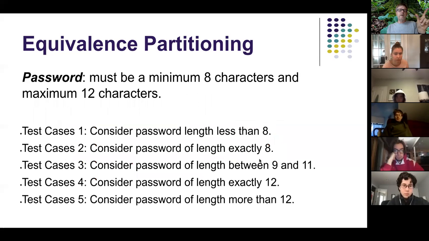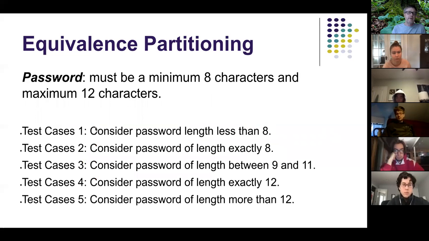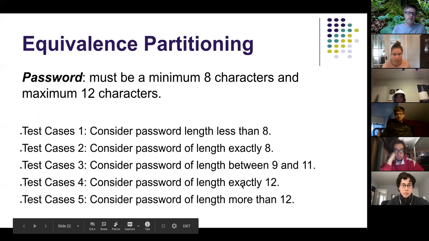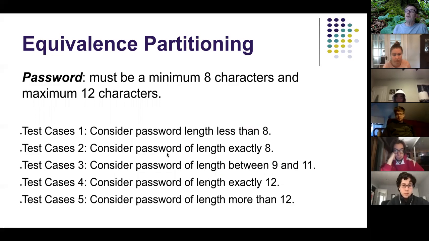So now when we test partitions, we not only want to test things within the partitions, but we want to look carefully at the boundaries, because oftentimes things go bad on the boundaries. So we could have test cases where things are less than 8, test when they're exactly 8, test when they're between 9 and 11, test when they're exactly 12, and test when they're greater than 12. So now we have really 5 different tests that we want to pull from, and we want to make sure we pick cases from each one of those.